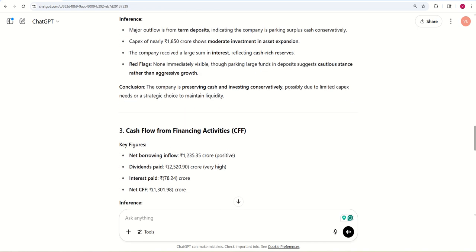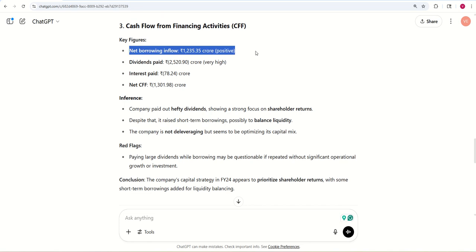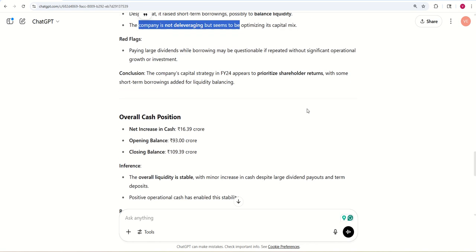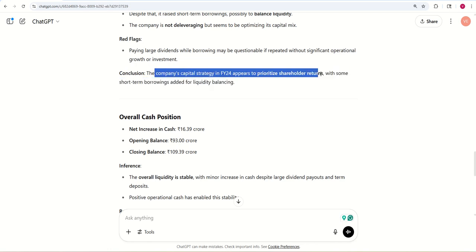Then let us go to cash flow from financing activities. There is some borrowing. Huge dividends paid, very high. It says the dividend is very high, and it has paid some interest for whatever loan or lease it has taken. And the net cash flow from financing activities is a net outgo, negative, in brackets. So inferences: the company has paid hefty dividends, focusing on strong shareholder returns. The company is not deleveraging, but seems to be optimizing its capital mix. Red flags: paying large dividends while borrowing may be questionable if repeated without significant operational growth or investment. The company strategy appears to prioritize shareholder returns.